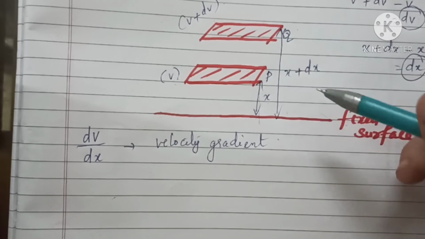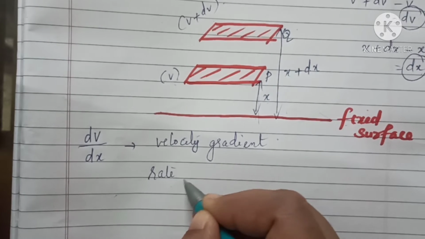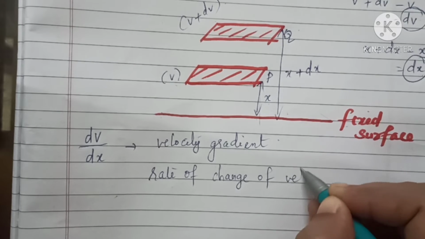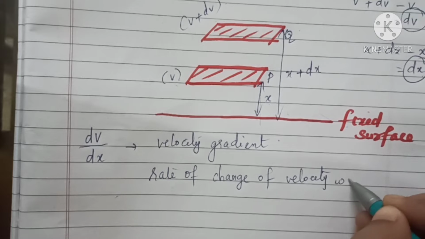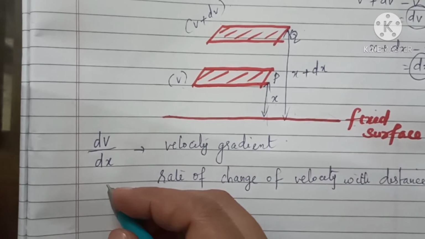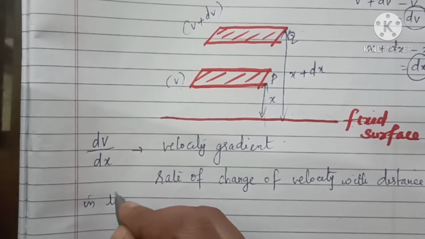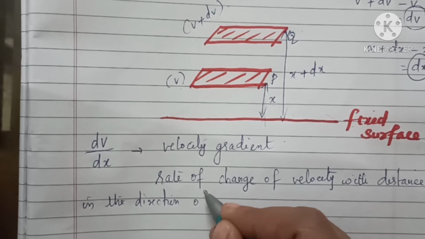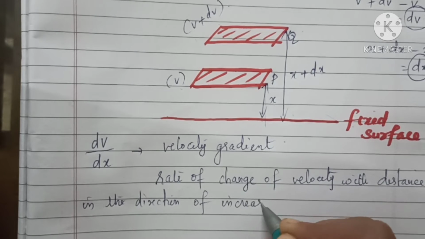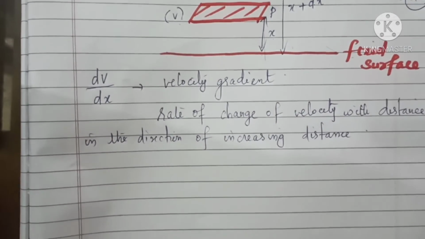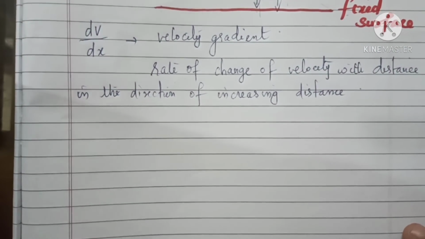How will you define velocity gradient? Yes, it is the rate of change of velocity with distance, in the direction of increasing distance. Clear for you?